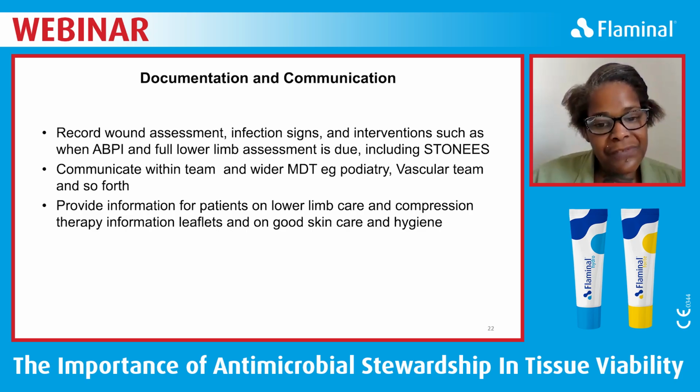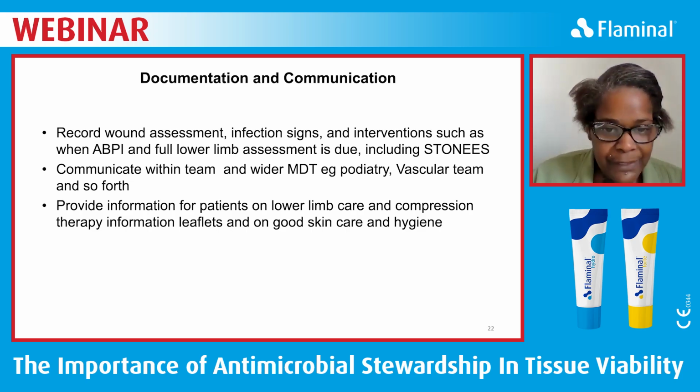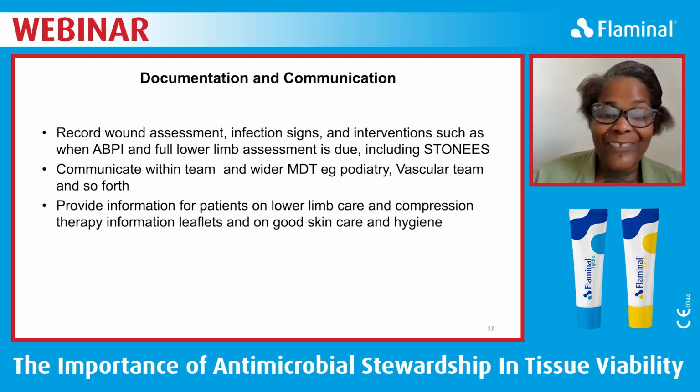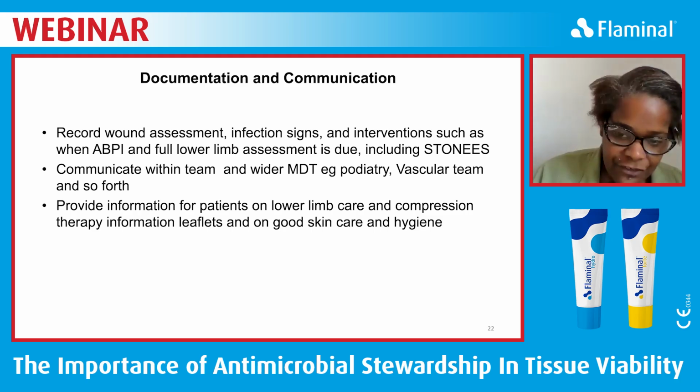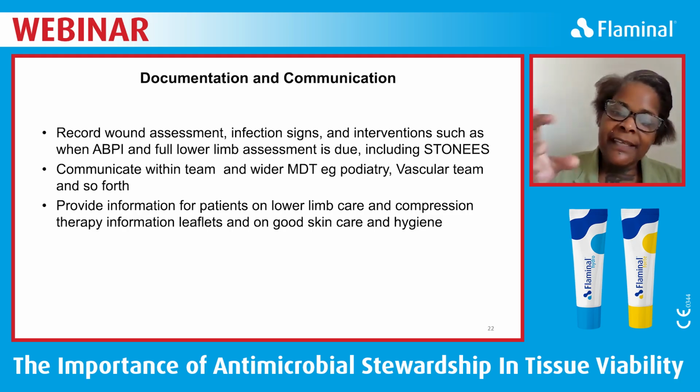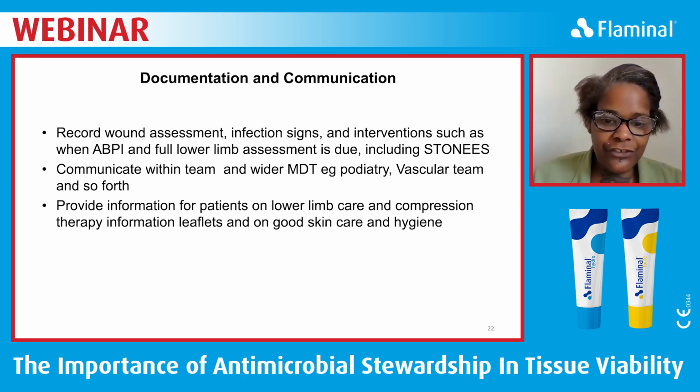The comprehensive wound assessment would, through documentation, record the wound assessment and what infection signs, if any, or colonization signs, any interventions, such as when his ABPI and full lower limb assessment is due, and any communication that would be taken with relevant teams, for example the vascular team. For example, if he has diabetes, is his diabetes controlled? So from a multidisciplinary team perspective, are we communicating with the right clinicians?